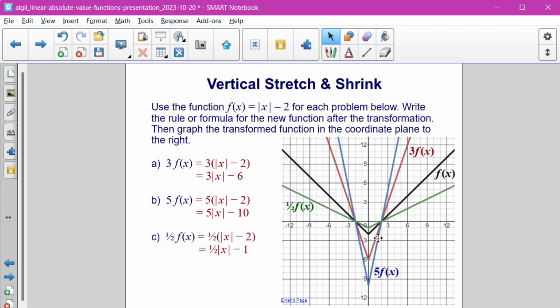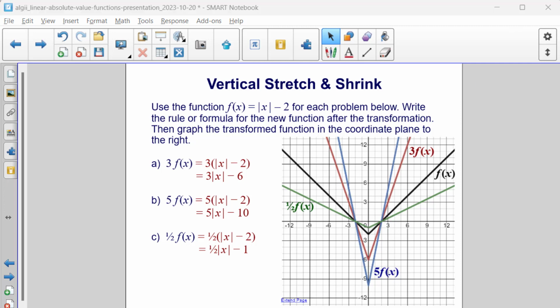away from the x-axis when the coefficient or the factor that we were multiplying by was greater than 1. So notice 5 times our function, it stretched it way out here by that factor of 5. And 3, again, it stretched it both up and down by that factor of 5. Now because in part C we had the factor of 1/2, it actually shrunk it towards the x-axis.